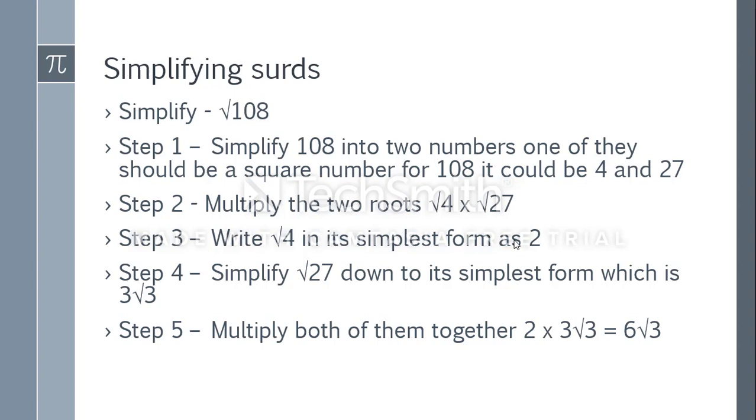It doesn't matter which number is used as a square number, but the answer should be the same if you use one number as a square number.